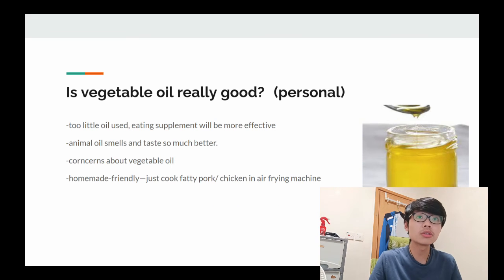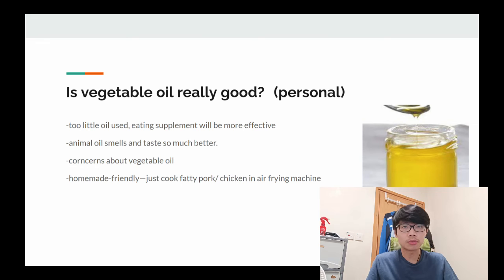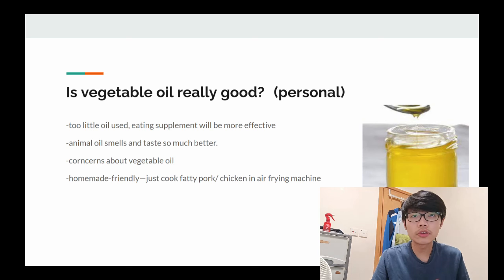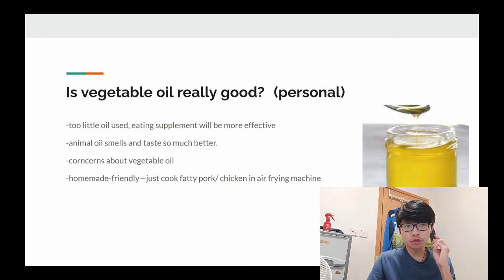Here comes my personal opinion on vegetable oil and animal oil. I would prefer animal oil, especially lard, over vegetable oil. Although vegetable oil has high nutritional value as mentioned, and extra virgin olive oil has a lot of antioxidants, the amount of oil used is too little per meal. Eating a supplement will be more effective than using a better oil.